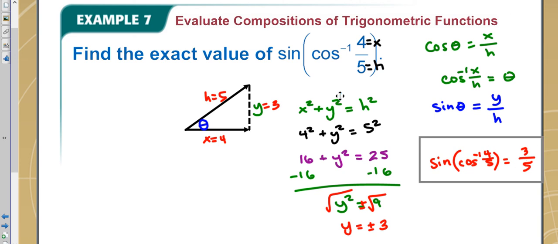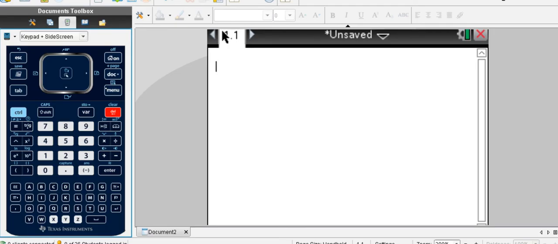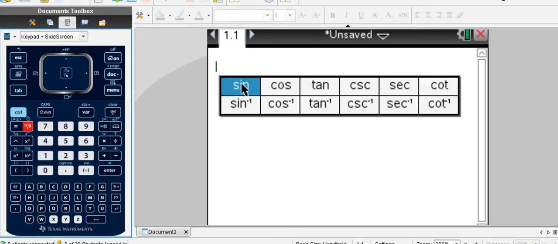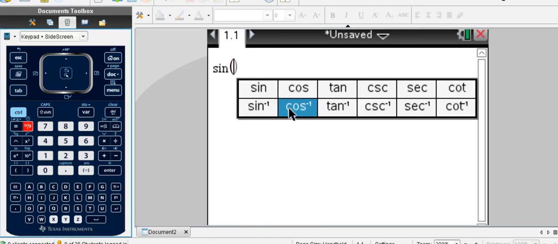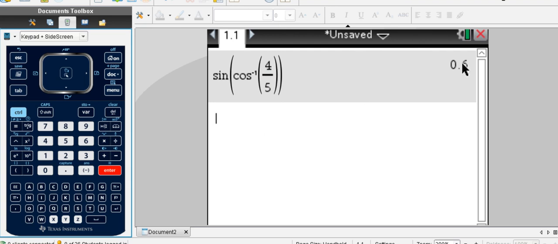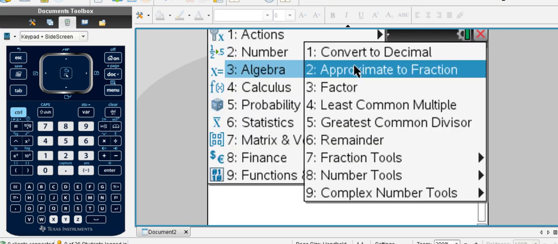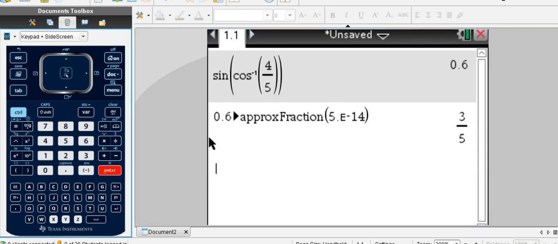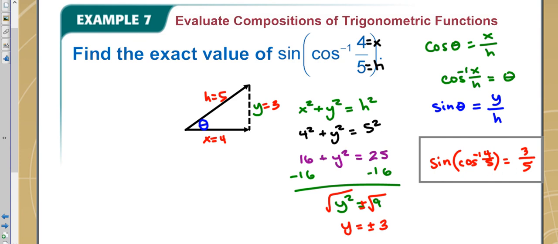And so let's try it in our calculator. So I go to trig, type in sine, and now I type in cosine inverse, and I type in the fraction, which is 4/5. I type in there, I get 0.6, and if I needed to convert that, you go menu, number, convert to fraction, or approximate as a fraction, hit enter, 3/5. So it is, in fact, 3/5 like we got.